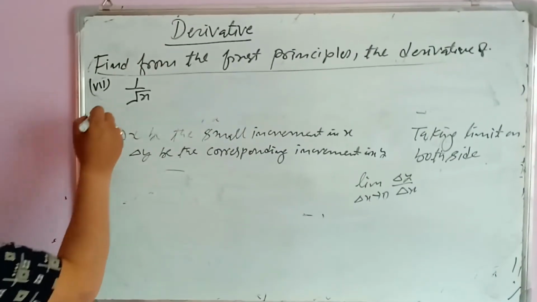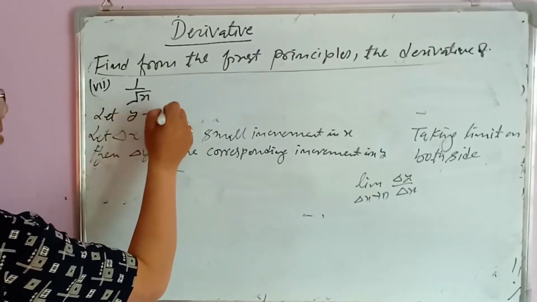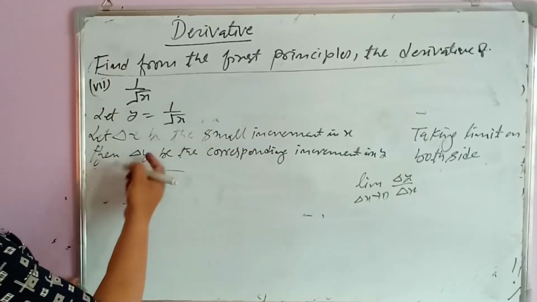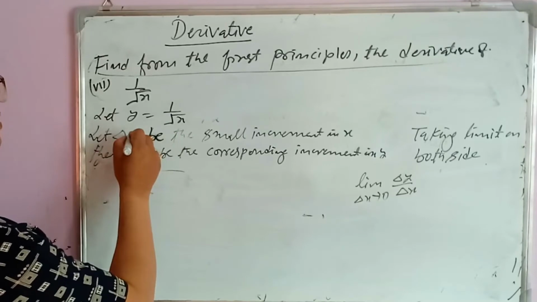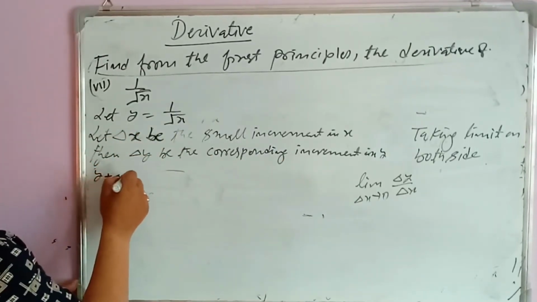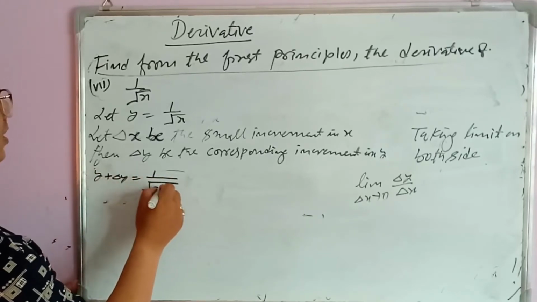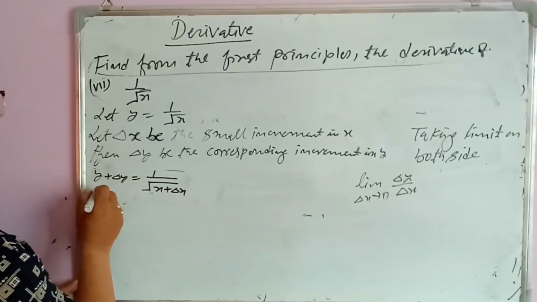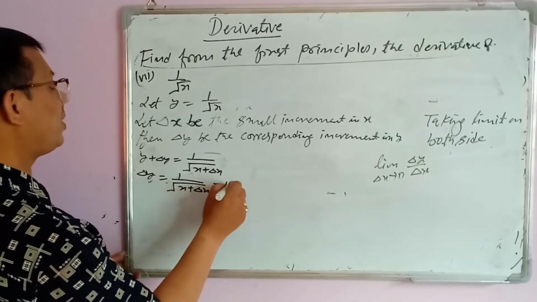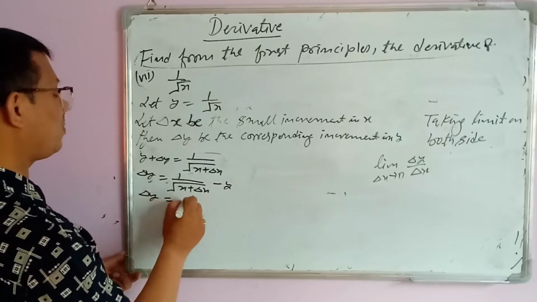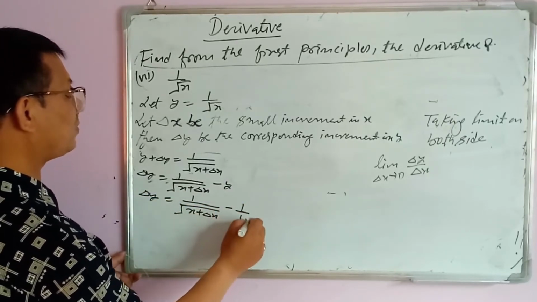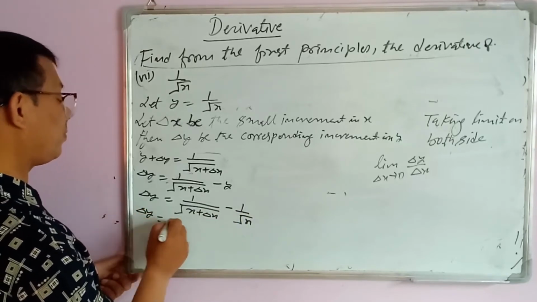7. Let y equal to 1 by root x. Let delta x be the small increment in x, then delta y be the corresponding increment in y. Now y plus delta y equal to 1 by root over x plus delta x. Delta y equal to 1 by root over x plus delta x minus y, meaning 1 by root x. Take LCM.